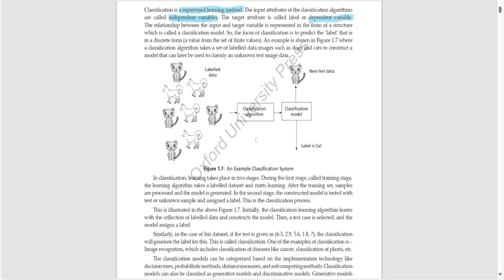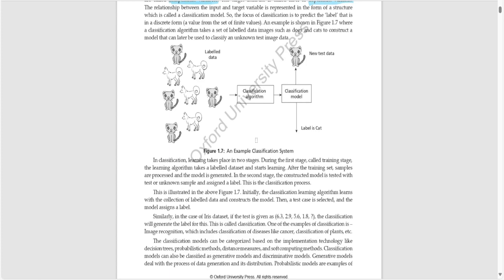In classification learning, in the first stage, where the training takes place, just like a teacher teaches a student, the learning algorithm takes the labeled data set and starts to learn. After that data is processed, a model is generated. After generating the model, in the second stage, test data is given to the model. Then the model will test that data and assign a label. This is all that happens in the classification process.